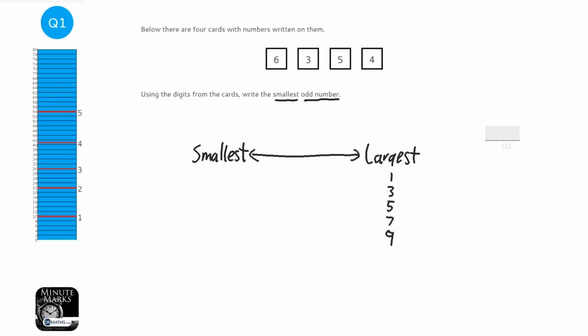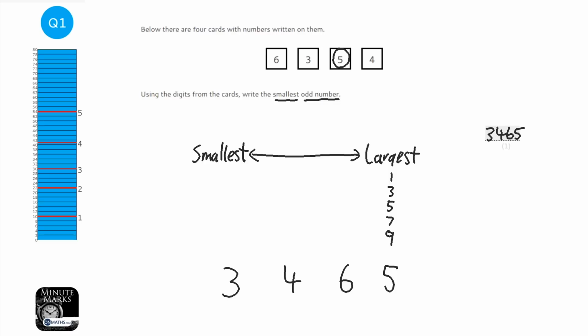Okay, so looking at the largest numbers, the largest number is 6, so we want to end on a 6. However, 6 is an even number, therefore if we end on a 6, it will be an even number. So we've got to look at the largest odd number, which is the 5. So the 5 is going to go here to make the number odd. Then we need to use up that 6 next. And then the next largest number is the 4, and then 3. So my answer is 3,465.